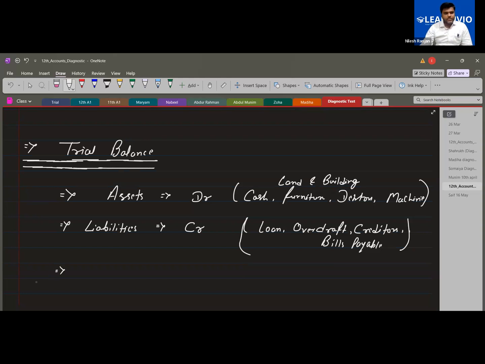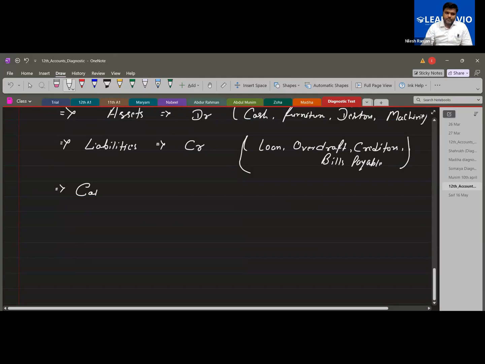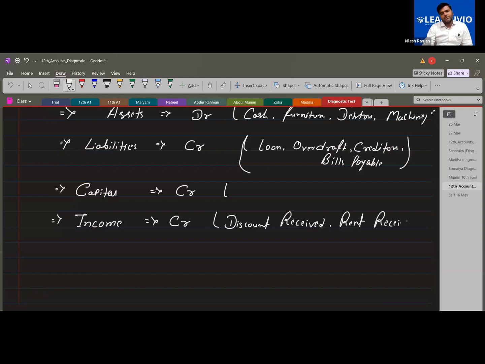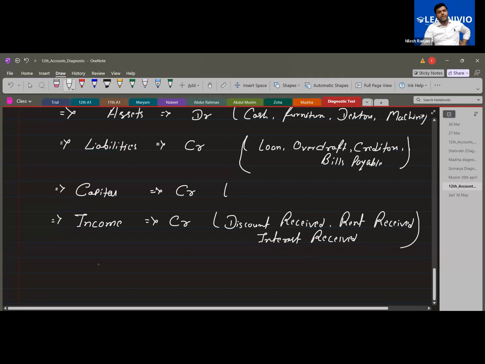Then there is the third item, capital. There is no explanation needed for capital. Capital is always on the credit side. Then there is income. Income is written on the credit side, like discount received, rent received, interest received. All these are income, and they will be on the credit side of the trial balance.